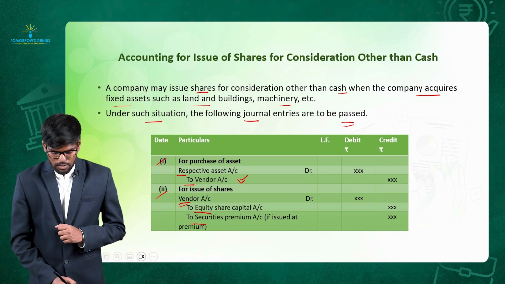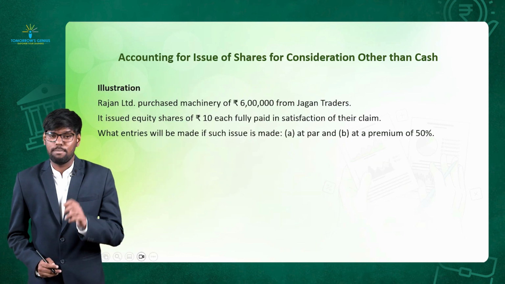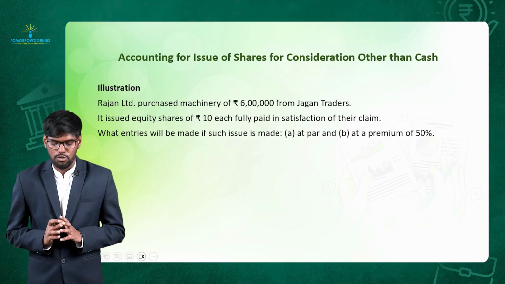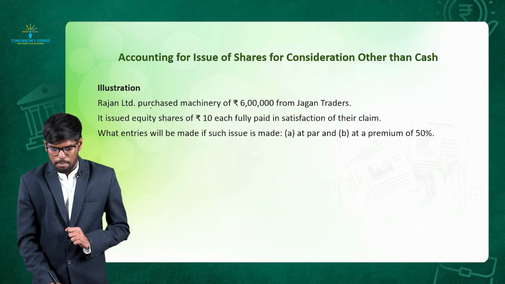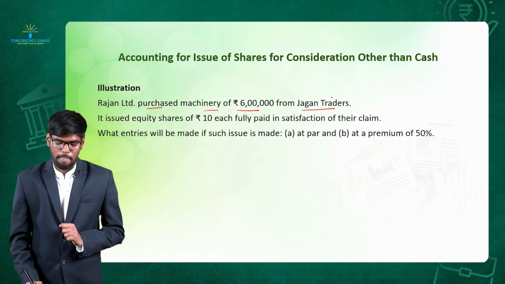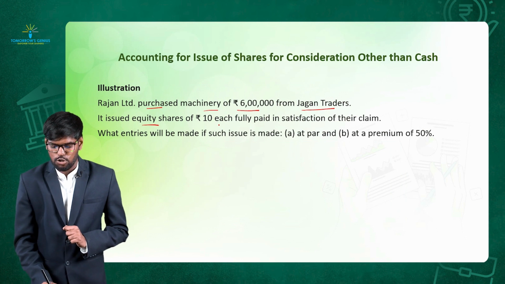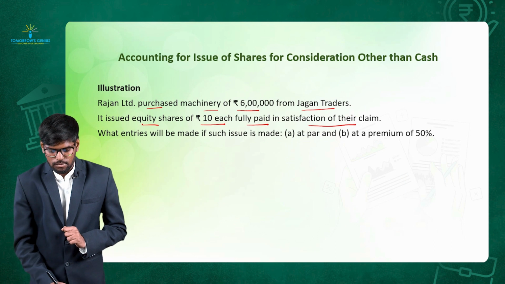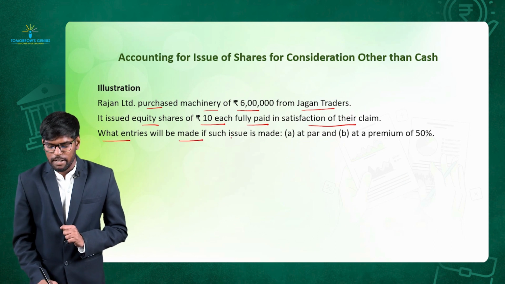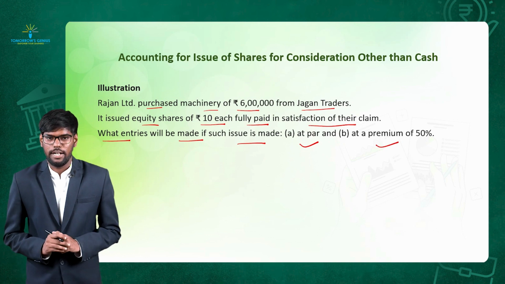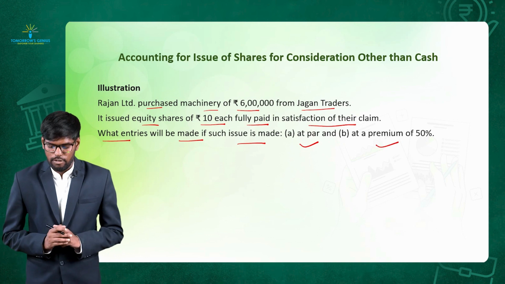See here, with the help of this illustration, we can now understand which accounting entries we have to pass. Rajan Limited purchased machinery of rupees 6 lakhs from Jagan Traders. It issued equity shares of rupees 10 each, fully paid up, in satisfaction of their claim. What entries will be made if such an issue is made at par or at a premium of 50%? Accordingly, we have to develop a journal entry.